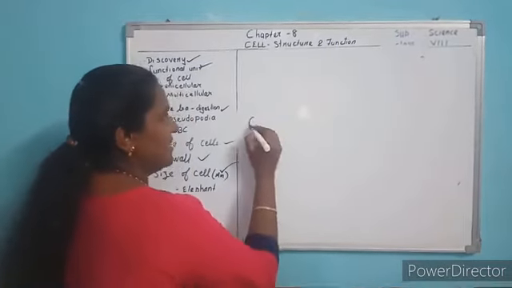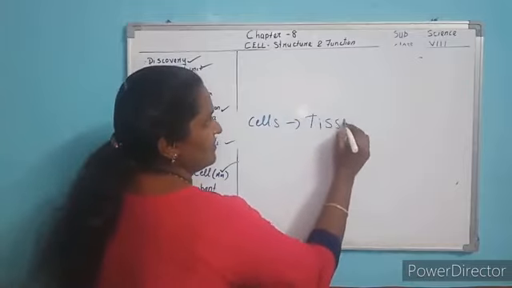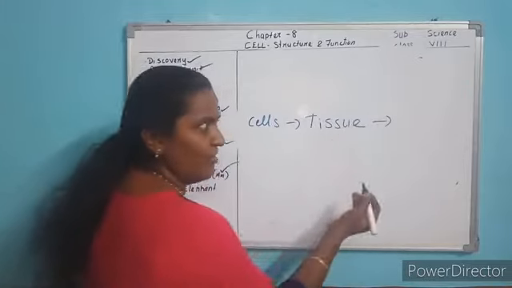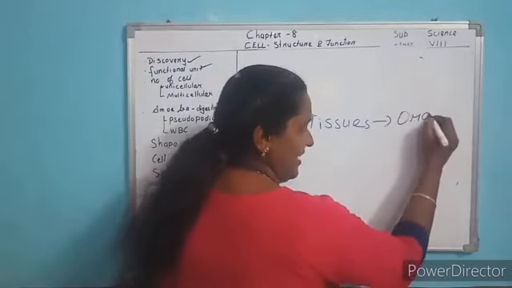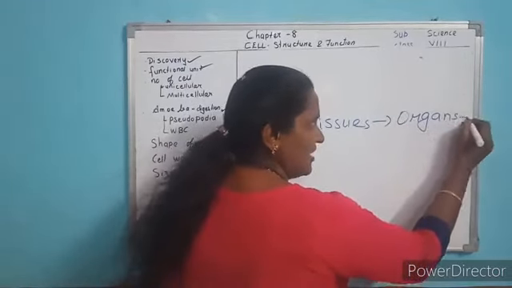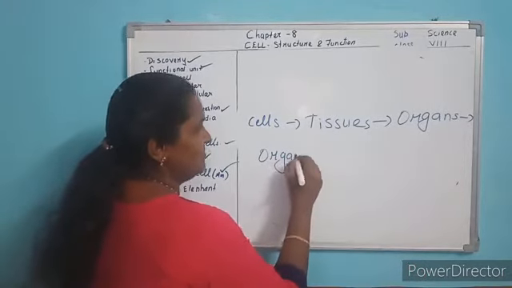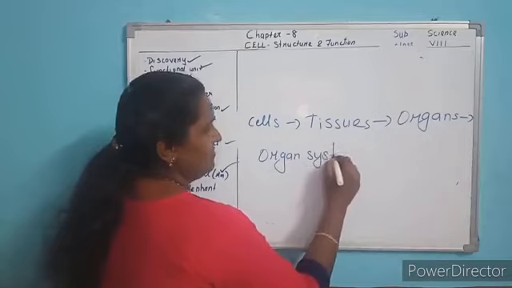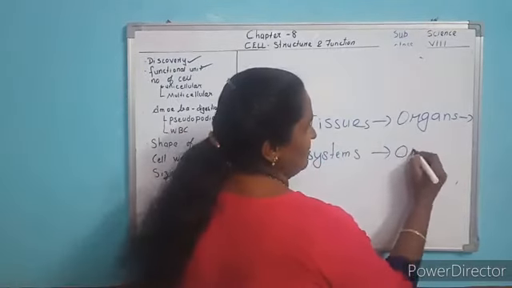Okay, similar cells join to form tissue. Tissues join to form organs. Organs join to form organ systems. Organ systems join to form a complete organism.